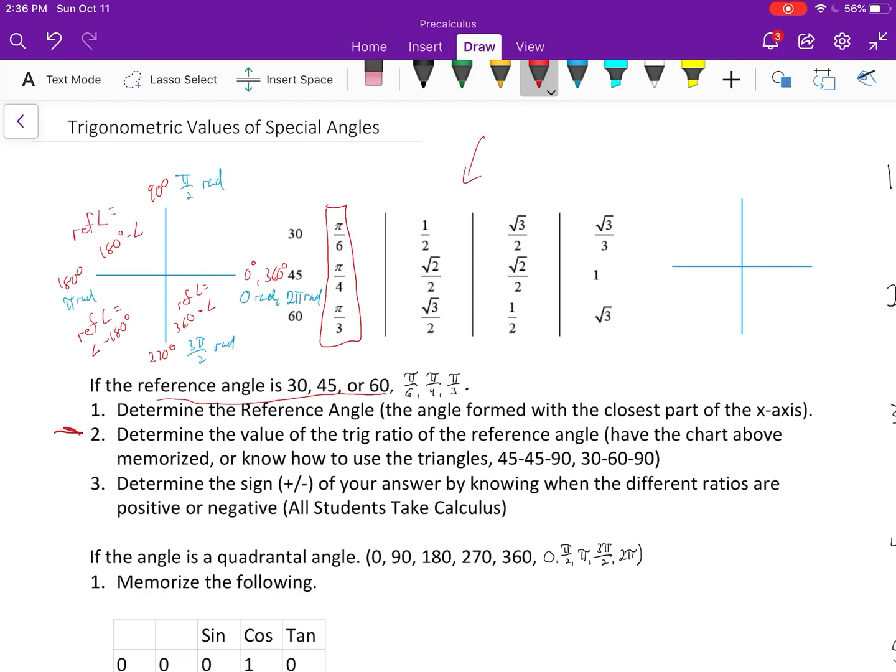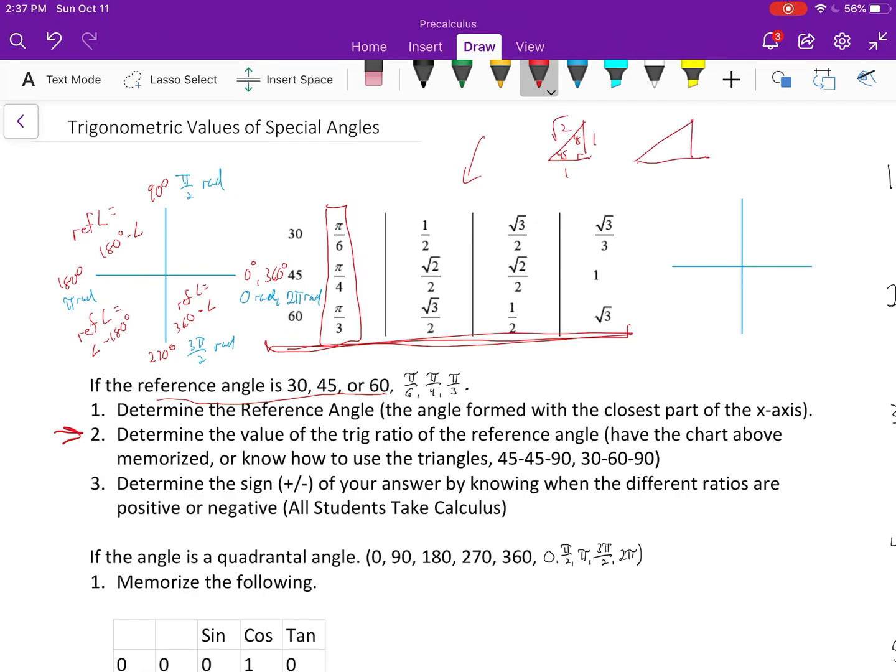Next, you need to determine the value of the trig ratio of the reference angle. And so you either want to have this chart up here memorized, or use your different triangles, your 30, 60, 90, and 45, 45, 90 to help you find that sine, cosine, and tangent. Here's the 45, 45, 90. That's a little small. So we know this side is 1, 1, and root 2.